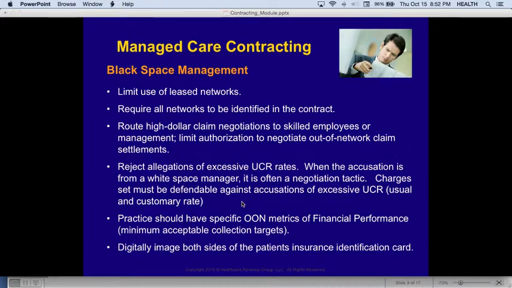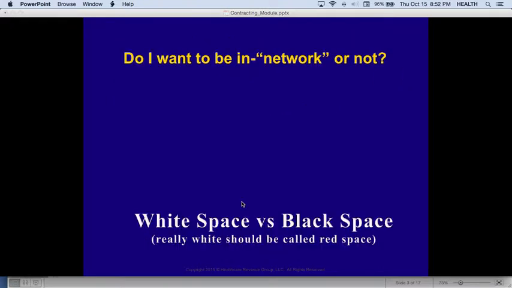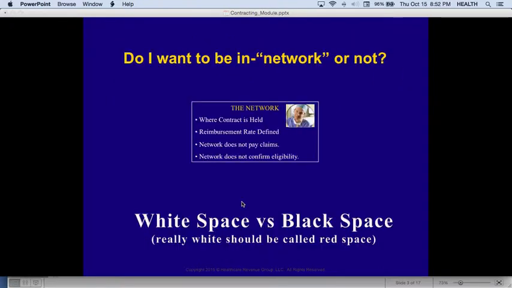If you don't have skilled people in your business office doing these functions, you're missing out on all these strategies, whether I have a contract or don't have a contract. This is what accounts receivable recovery is about. This is what your accounts receivable team should be doing. It's not just working the claims, it's using the strategies of in-network and out-of-network to generate the most revenue you can for your practice. So, do I want to have a contract or be a network or not?